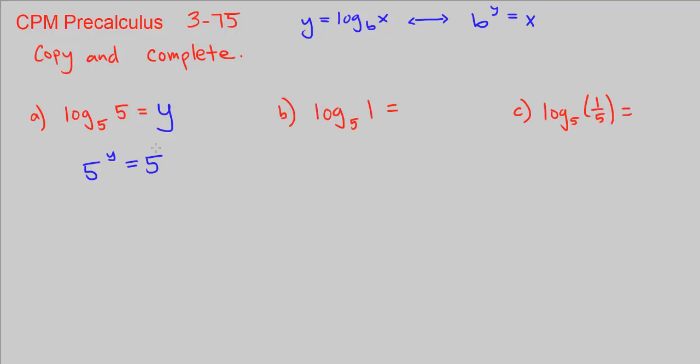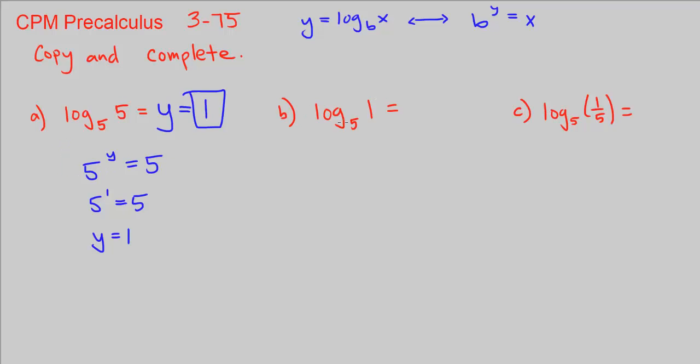Well, for what value of y is 5 to the y equal to 5? 5 has to be 5 to the power of 1, right? 5 to the power of 1 is equal to 5. Therefore, y is equal to 1, and therefore this whole thing equals 1. So that's how you have to think about logarithms. You convert them and think about exponentials, and this is just the inverse.